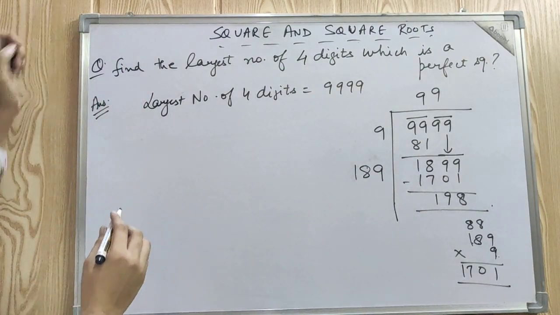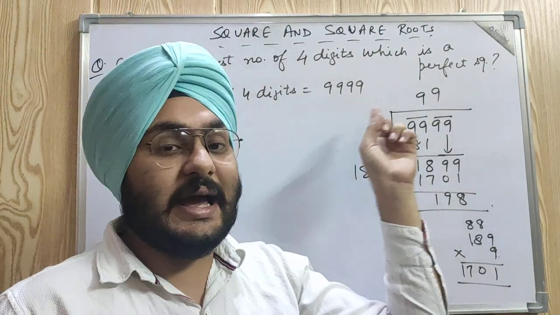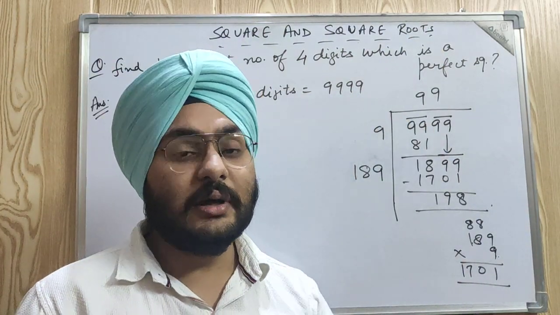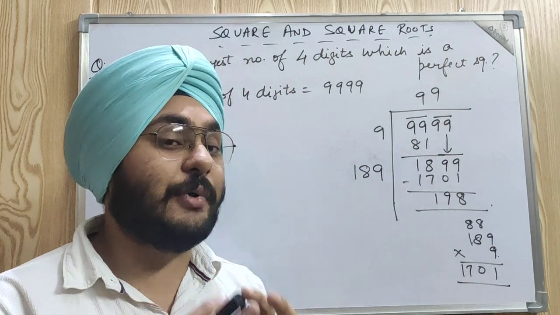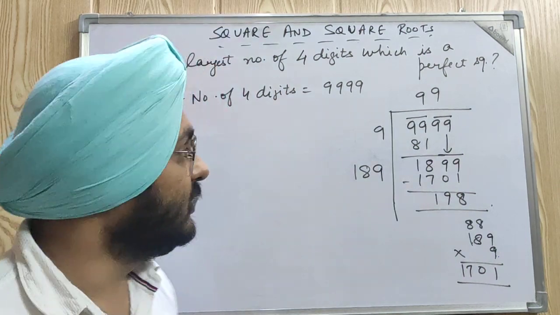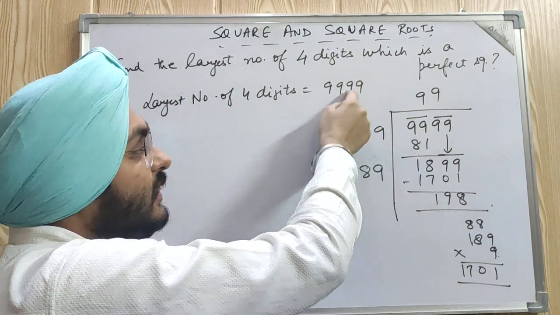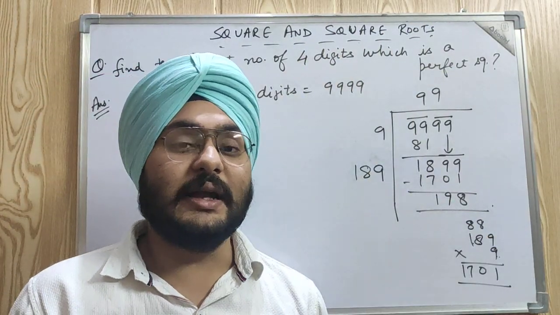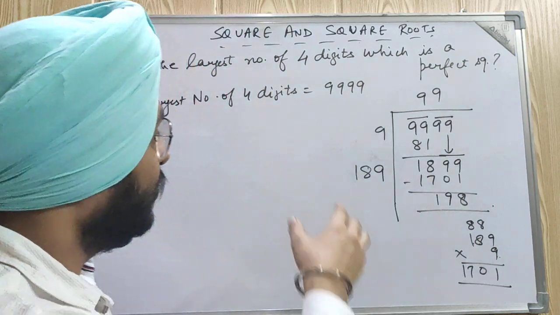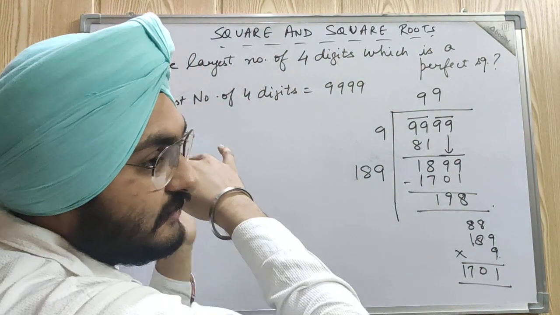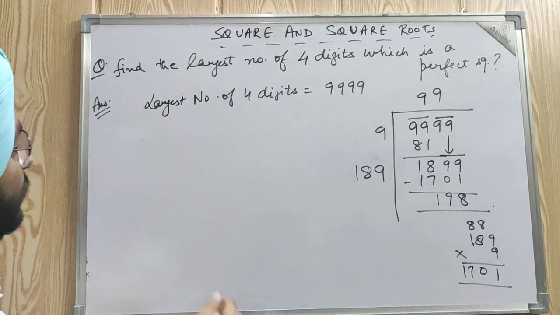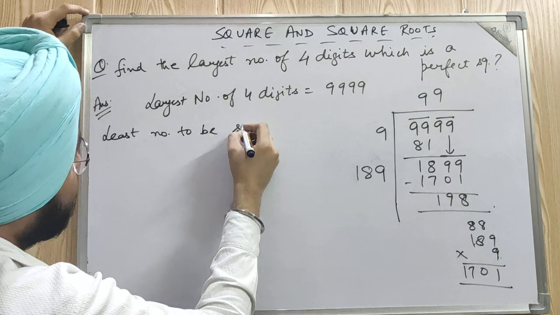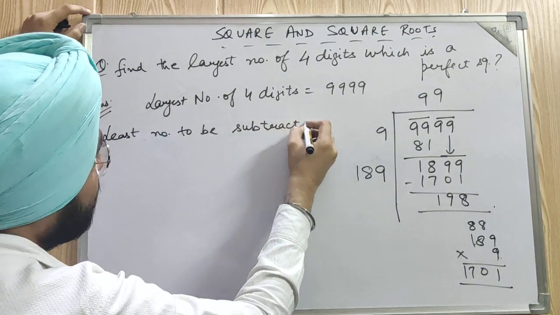Now if I add anything to this, that number will become a 5-digit number. It means it's purely a case of subtraction here. I have to subtract something, then only it will be a 4-digit number. If I add something to this, I'll get a 5-digit number. So it's a case of subtraction, the same as the previous question we have done: the least number to be subtracted to get a perfect square.